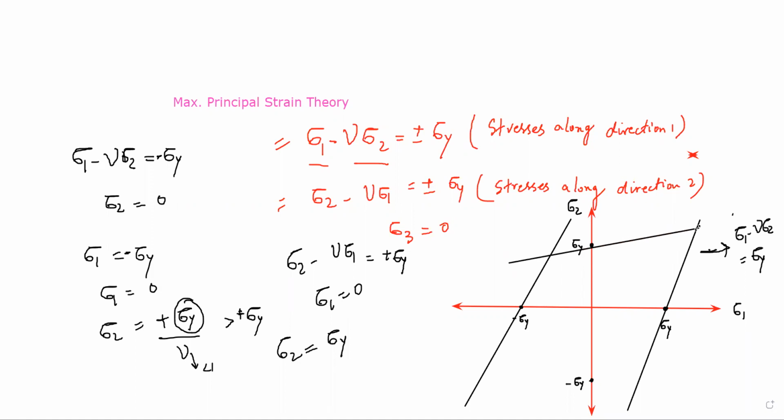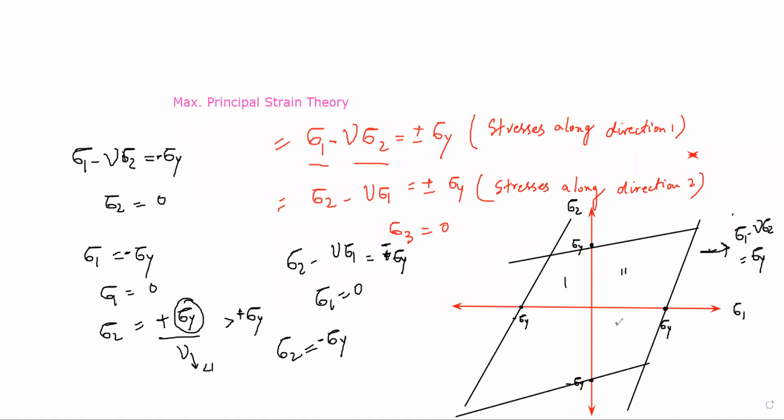Like this. Fine. Now take the second case when sigma 2 minus nu sigma 1 is equal to minus sigma y. So instead of sigma 2 equal to plus, you will get sigma 2 is equal to minus sigma y. So if you draw a line over here, it will be like this. So essentially, what we obtain will be somewhat like this. Okay, so this is the region.